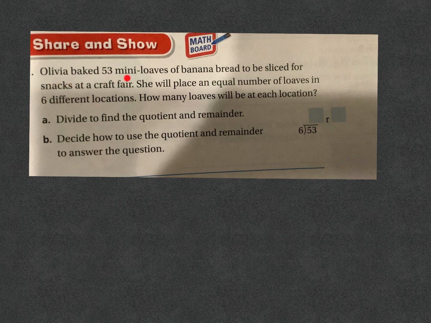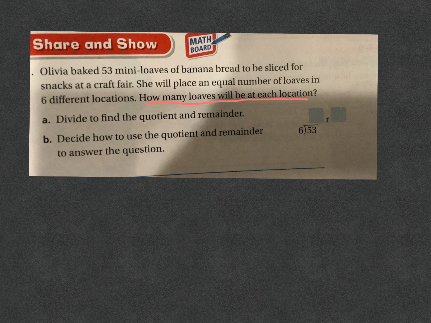Olivia baked 53 mini loaves of banana bread to be sliced for snacks at a craft fair. She will place an equal number of loaves in 6 different locations. How many loaves will be at each location? Underline my question. And they say go ahead and divide to find the quotient and remainder. They set it up for us, but I'm going to take you through real quick.